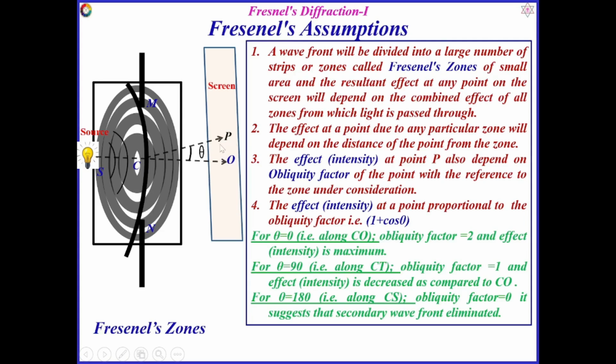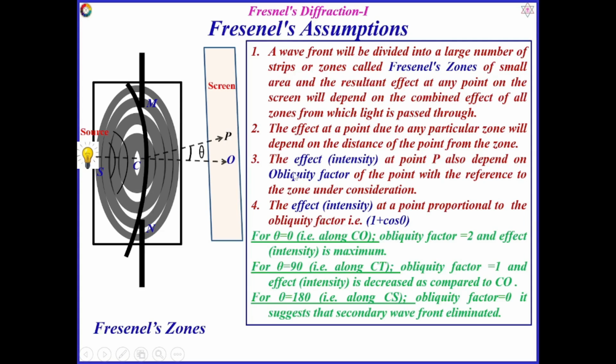Suppose here you are going to consider the point P and point O from the center or from the first half period zone. C is the center of the first half period zone. From C to O and C to P, both distances are different. So for that reason, the second assumption is written as the effect at any point due to any particular zone, suppose this one, will depend on the distance of the point from the zone. From the point to the zone, whatever the distance is, that will be considered.